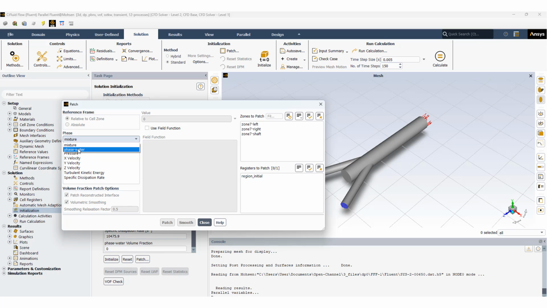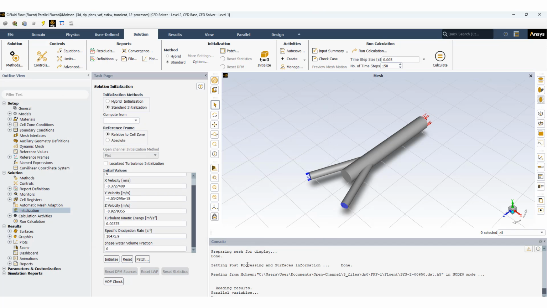This is patching. I go for the phase water with a volume fraction of 1, which indicates that we have water, and assign it to the region. If I click patch, I have already patched it there. So now, by this patching, I have water inside the domain before starting the simulation, at some level, and this is the level that I have for the free surface defined already at the inlets and the outlet.